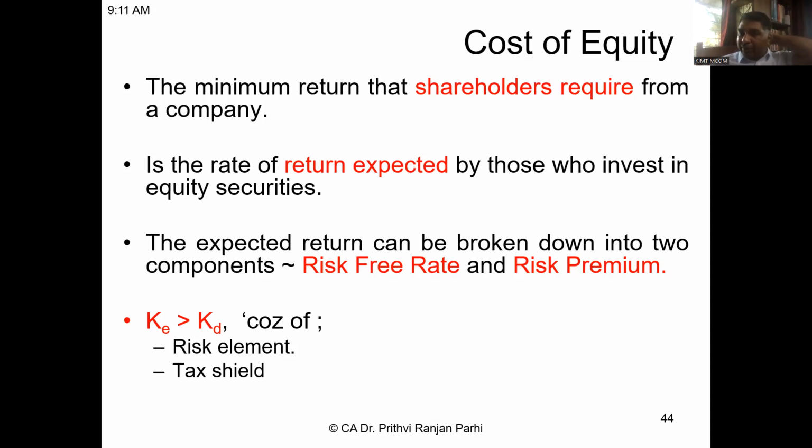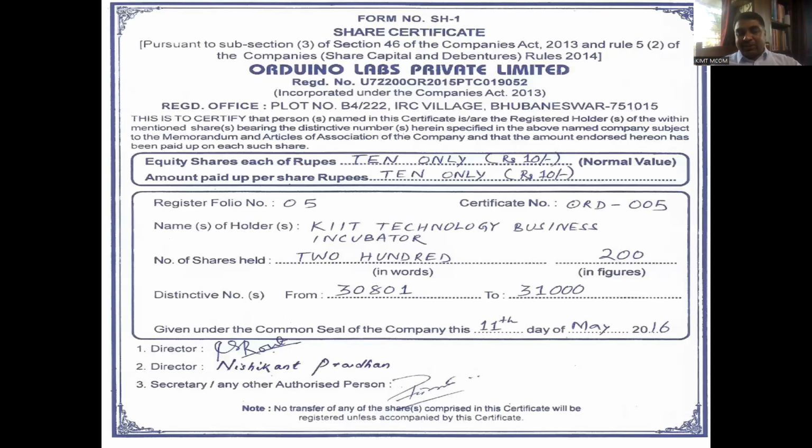How is cost of debt computed? It is basically interest, and if there are some other costs involved, the average annual interest and annual other costs divided by the average debt deployed. This is how we compute cost of debt. Cost of equity is based on the expectation of the shareholders. What they expect becomes the cost.